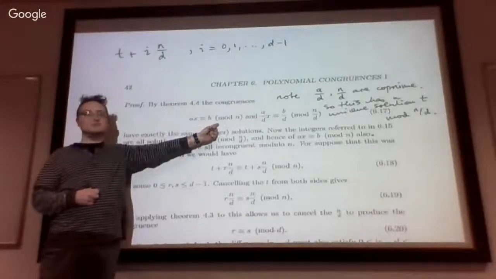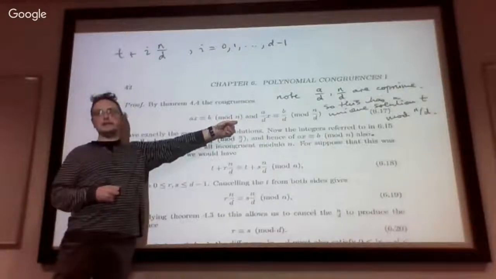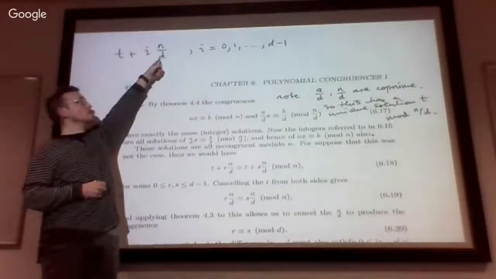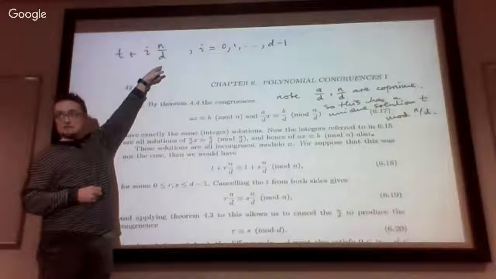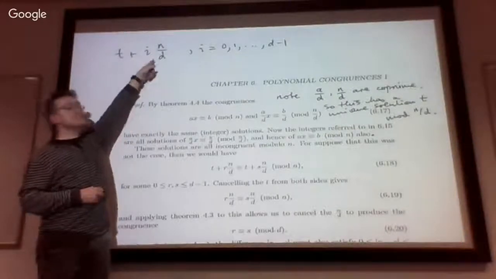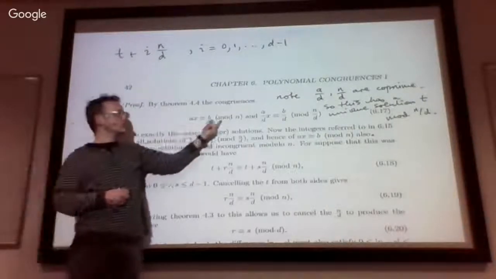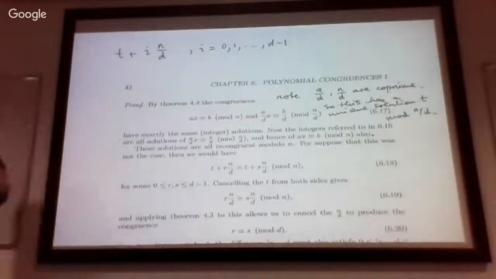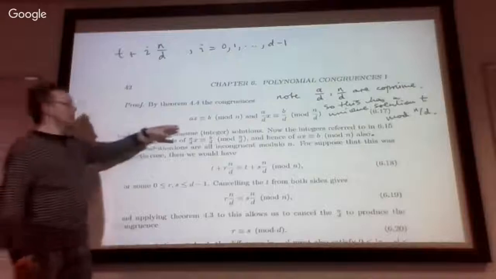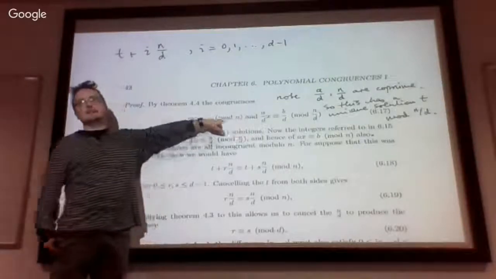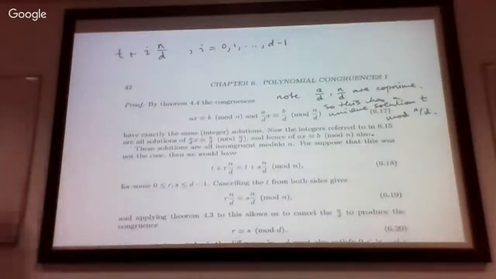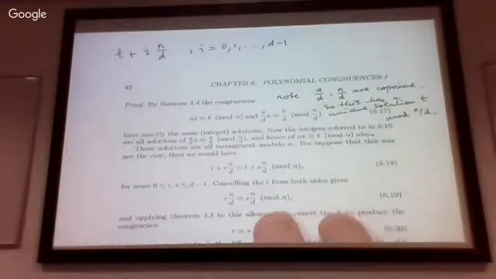So they all come from different congruence classes modulo n. They all come from the same congruence class modulo n over d. They're all T plus a multiple of n over d. But they're different congruence classes modulo n. And they're a complete set of solutions. And there isn't anything else, any other congruence class modulo n that solves this. So those are the two things that remain to be proved.